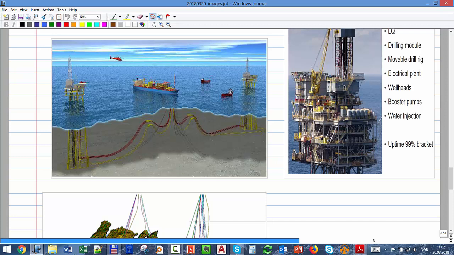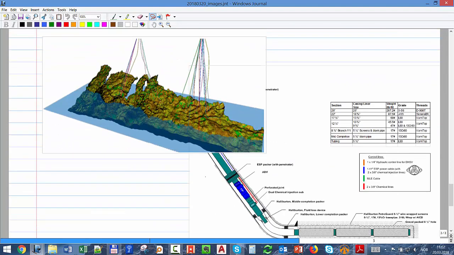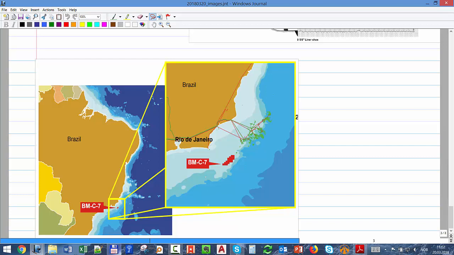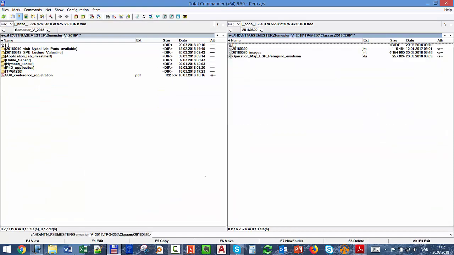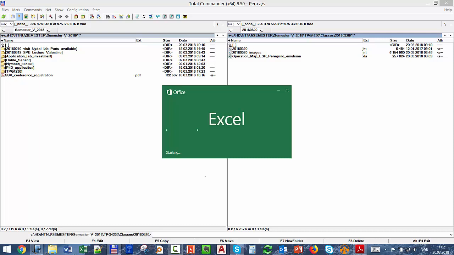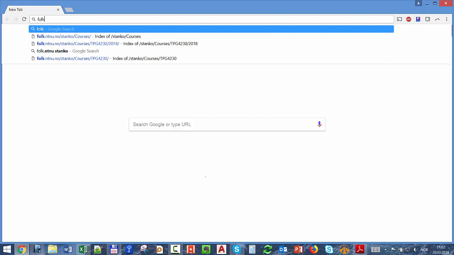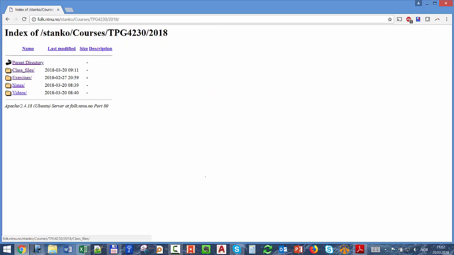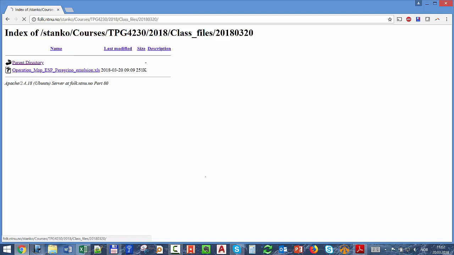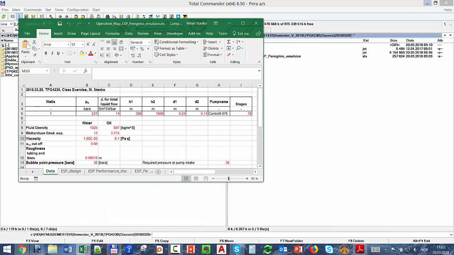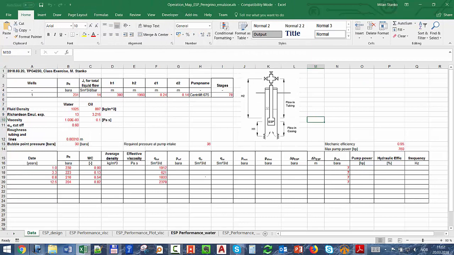So here you have your wells, and they are producing against a constant wellhead pressure. We have to do our task, and the file is on my website, in the class files. It's there for all of you to open.